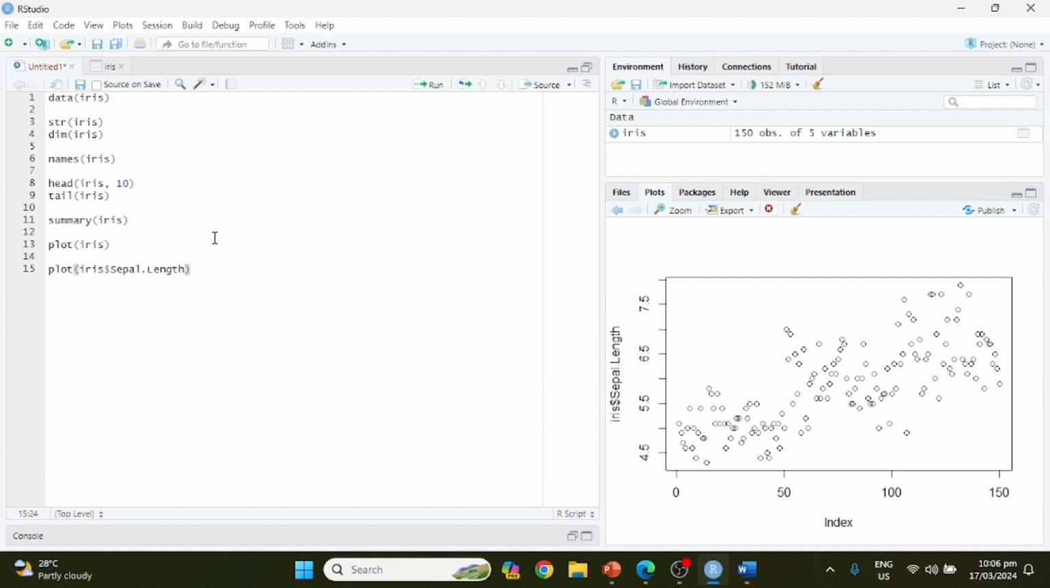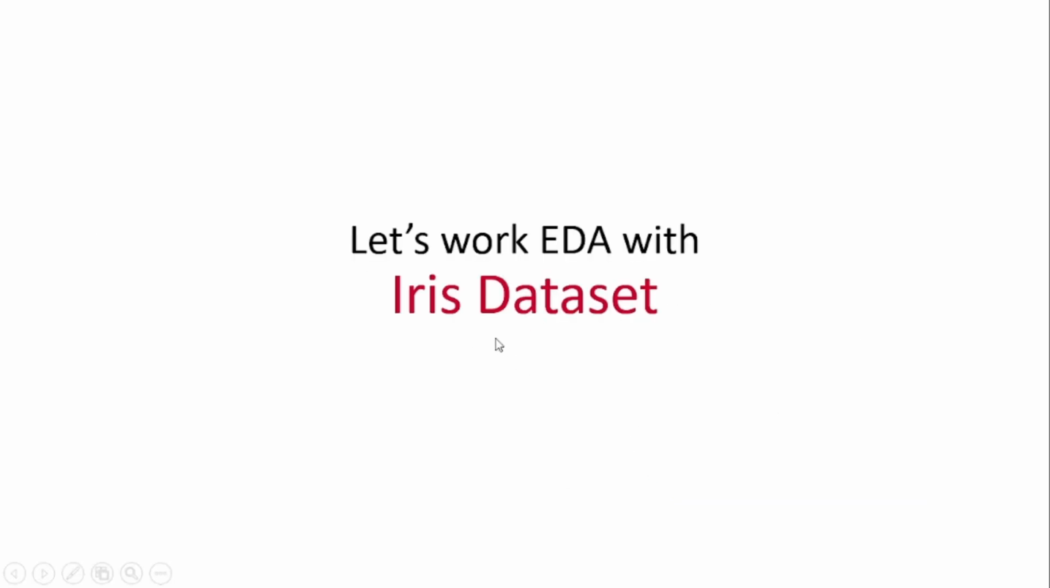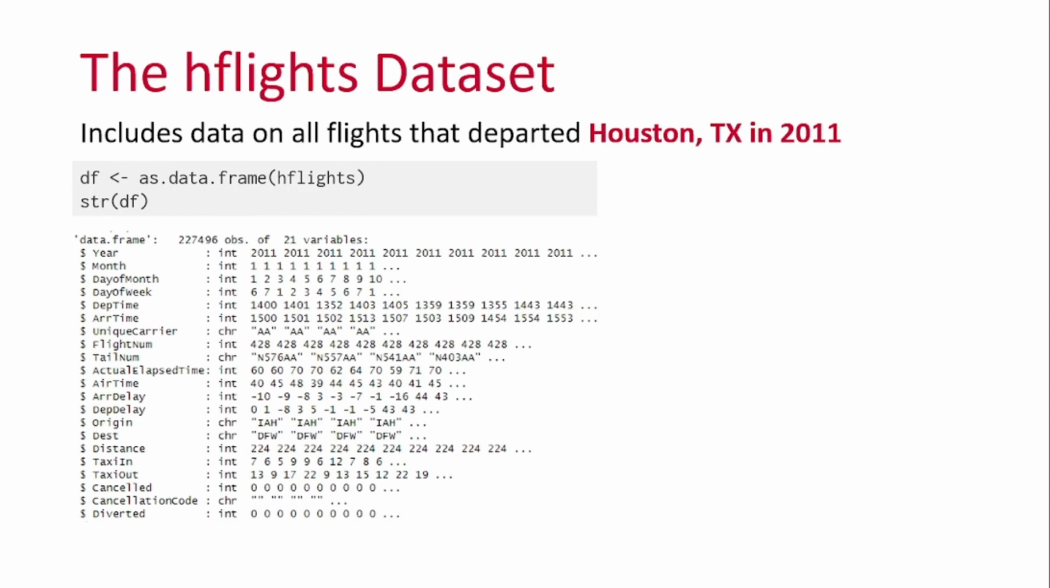Alright, and that is how we can identify, or know your data before the conduct of exploratory data analysis. So yeah, that is how we explore or work EDA with our iris dataset. And next, we're going to utilize here the H-flights dataset.